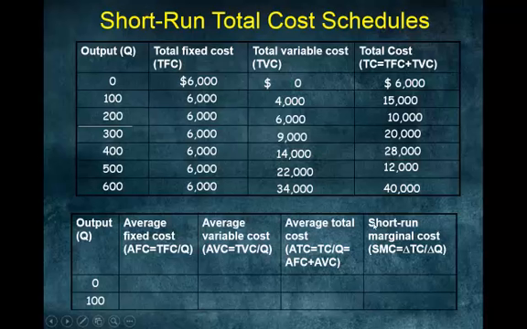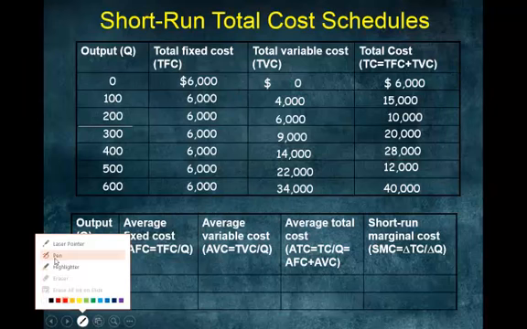Look at this, the main important thing: short-run marginal cost. Though this is TC, we will calculate it not from the TC but from the TVC. So the difference in TVC, look here, 4,000 minus 4,000 equals 4,000. So 4,000 divided by the difference of 100. Next, the difference is 2,000, so 2,000 divided by 100. Have you got me? Okay.